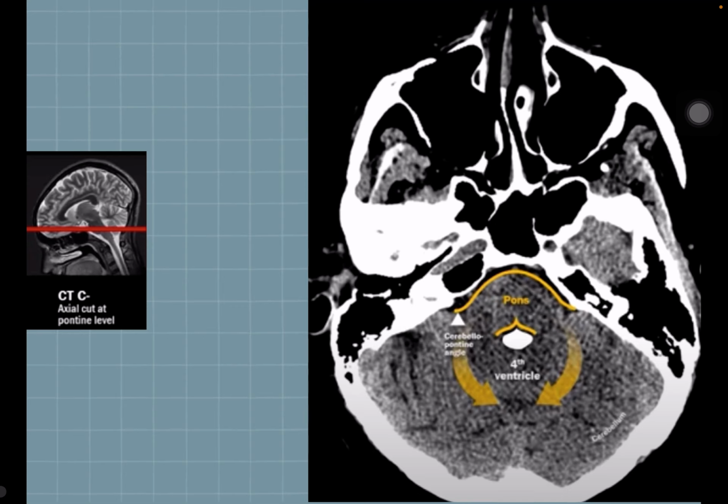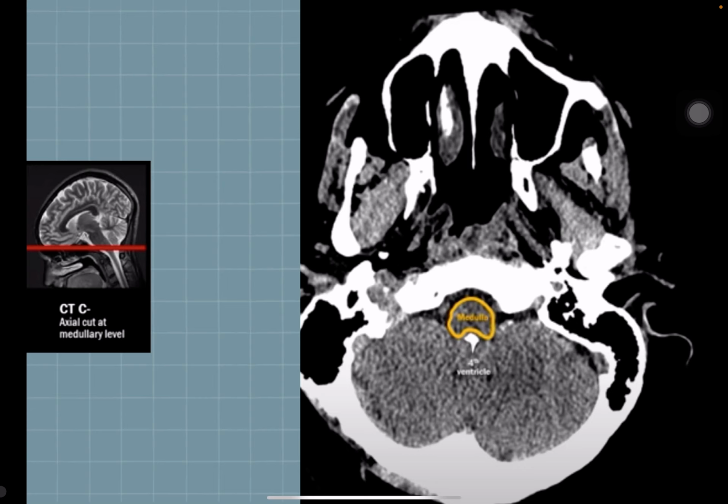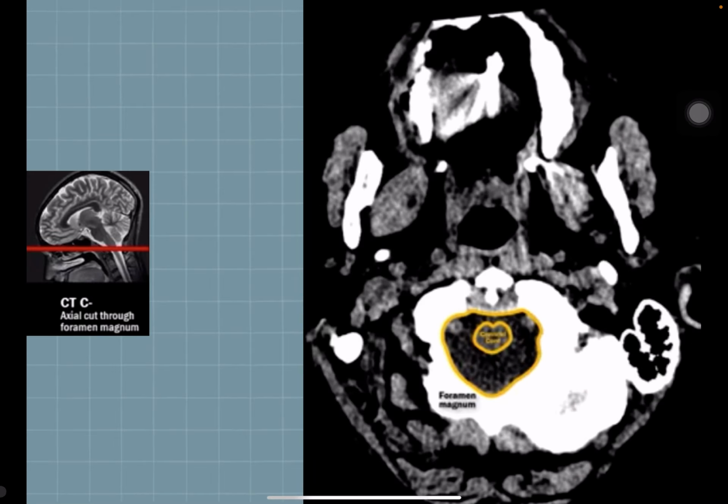This is the next axial cut through the pontine level. We can appreciate the pons in the midline with the fourth ventricle posterior to it. So this is an axial cut through the medullary level. We can see this is the medulla. And finally, an axial cut through the foramen magnum.